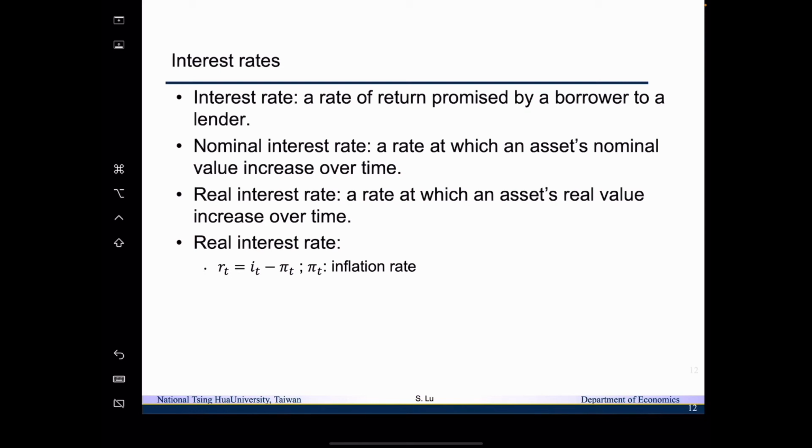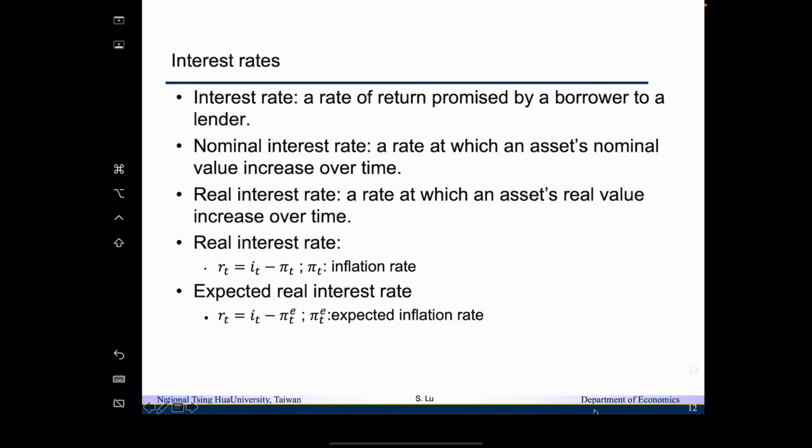The answer is yes. So we introduce a term that is called expected real interest rate. Here, we use the expected inflation rate to help us come up with the real interest rate. By doing so, we will be able to know what is our expected real return when we are making a decision about whether or not we want to have the investment.